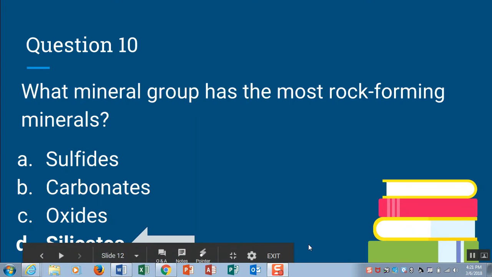Today at the end of class, you had an exit ticket, and question 10 on the exit ticket asked you what mineral group has the most rock-forming minerals. Minerals like quartz and amphibole and pyroxene are all minerals made up of the same building blocks of silicon and oxygen. And the correct answer to this question is the silicates. The silicates as a group contain the most rock-forming minerals.